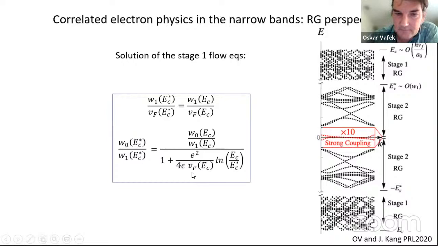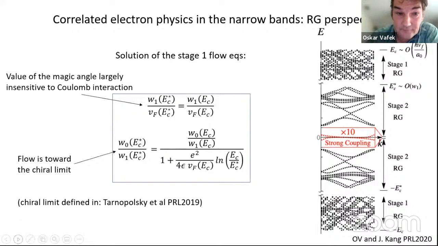So if we could set the upper cutoff to infinity, okay, it's not infinite because there's a natural UV cutoff to this Dirac dispersion, but if we did this as a field theory, then this log would diverge. And this would tell us that before we even reach the stage two RG, the ratio between the AA tunneling and the AB tunneling shrinks to zero. And that's interesting because that's the so-called chiral limit defined by Ternopolsky, Kruchkov, and Vishwanath, in which they studied the Bistritzer-MacDonald model at the non-interacting level simply by setting W0 to zero. So we see we are flowing towards this chiral limit.